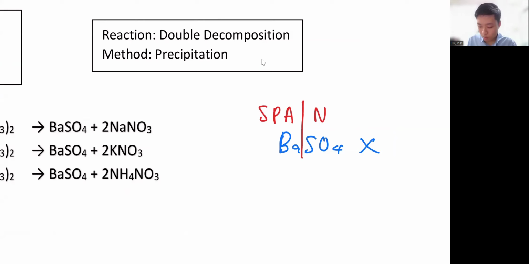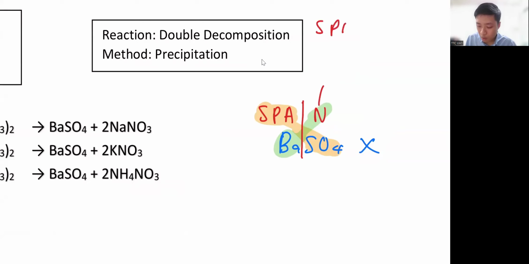So what is the first chemical we can use? SPA: sodium, potassium, ammonium. Either one. Sodium sulfate can, potassium sulfate can, ammonium sulfate can. The second chemical is barium nitrate. Barium nitrate can also prepare BaSO4.